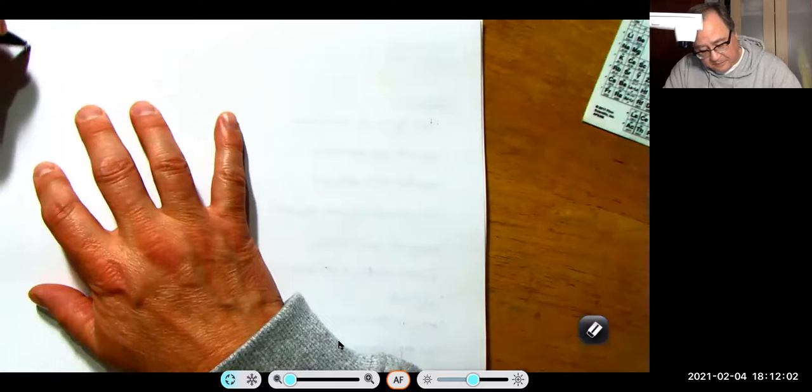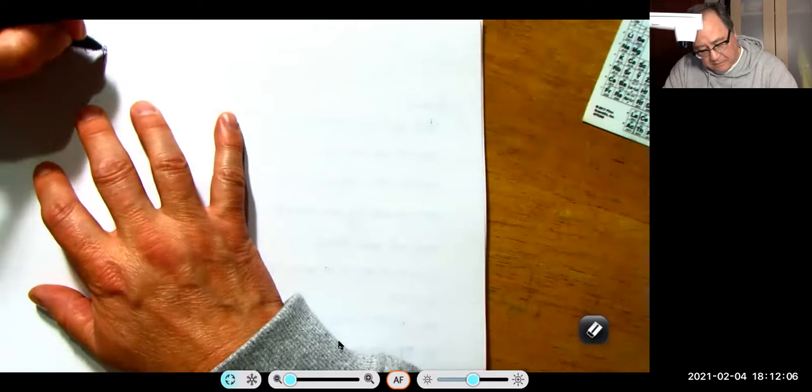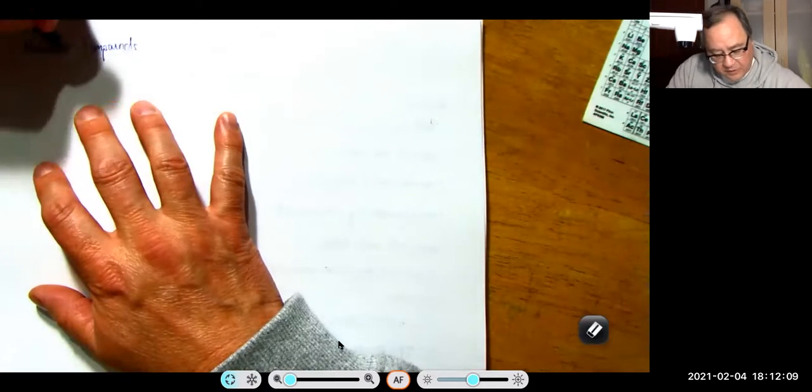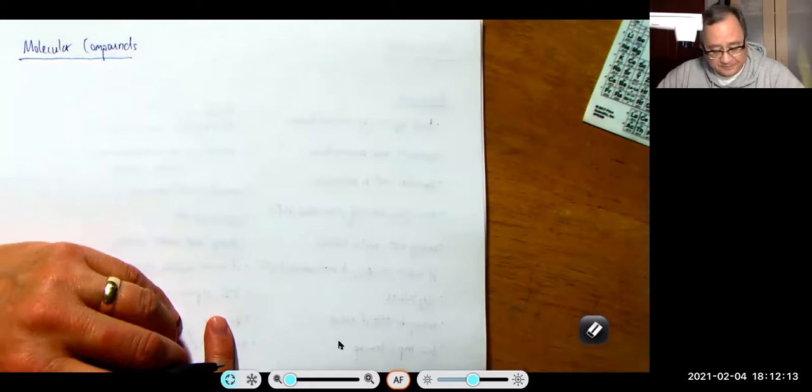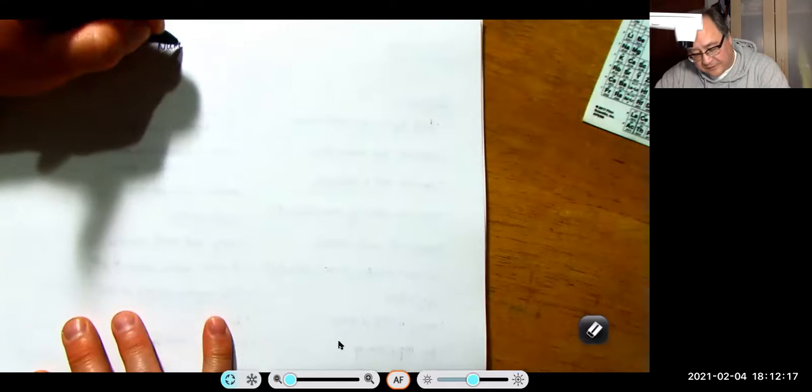Let's take a look at molecular compounds and how to name them. Now, we're doing molecular compounds first because they're easier than ionic compounds. So we're looking at naming and formulas.